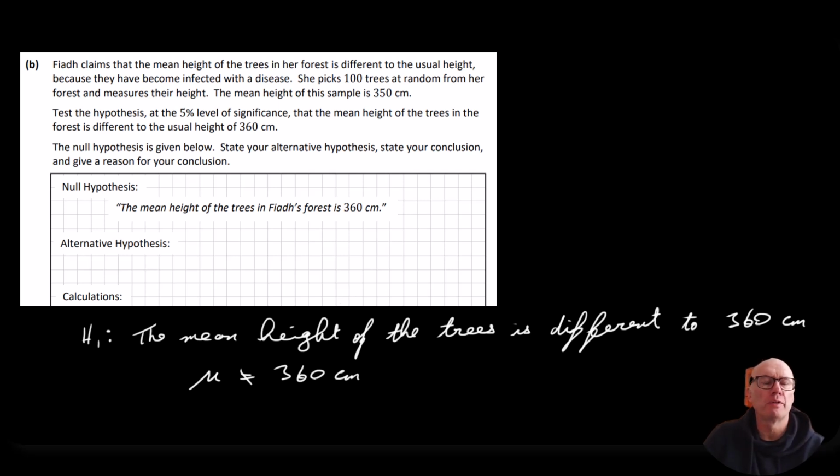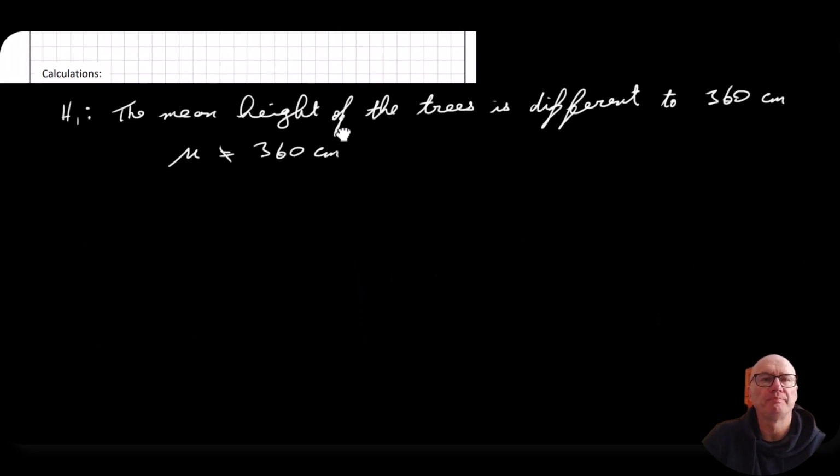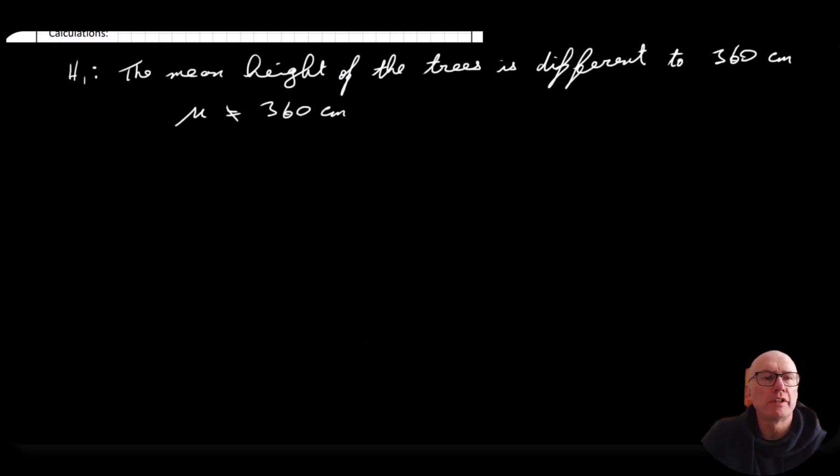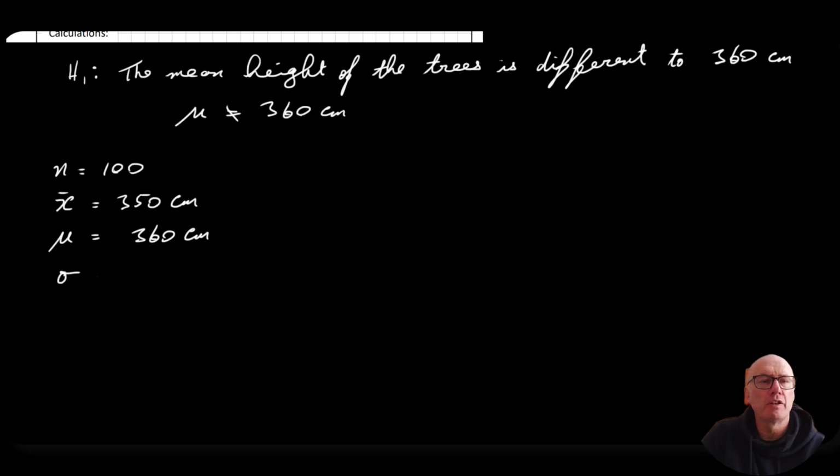That's our alternative hypothesis H1. So let's do these calculations then. We're told that the sample n is 100, that the mean of our sample is 350 centimeters. The mean that's been claimed is 360 centimeters, and our standard deviation is 27 centimeters.